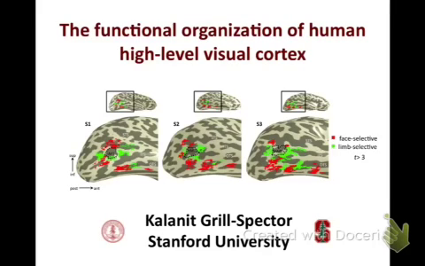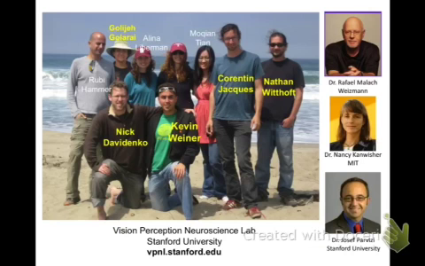I'm happy to tell you about the functional organization of human high-level visual cortex. This is an outcome of research that took us more than 10 years and involved many collaborators, including Rafi Malach from the Weizmann Institute of Science, Nancy Kanwisher from MIT, Joseph Parvizi from Stanford, and of course many students and postdocs in my lab, foremost Kevin Weiner, Goli Zhigulari, Nick Davydenko, Corentin Jacques, and Nathan Woodhoft.